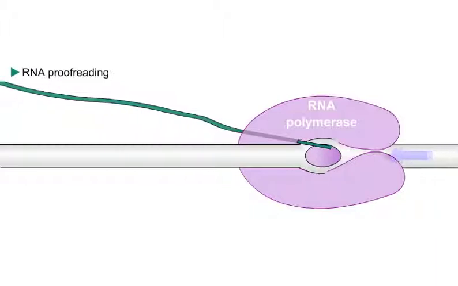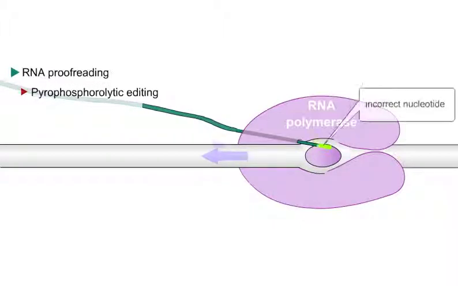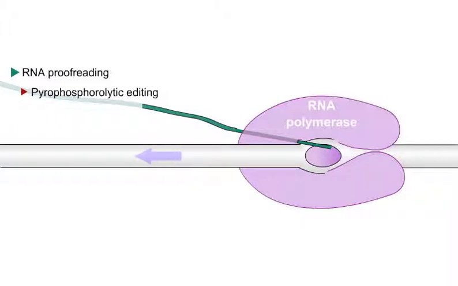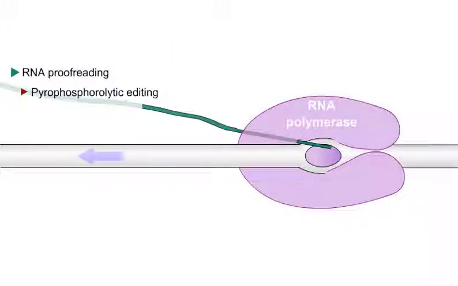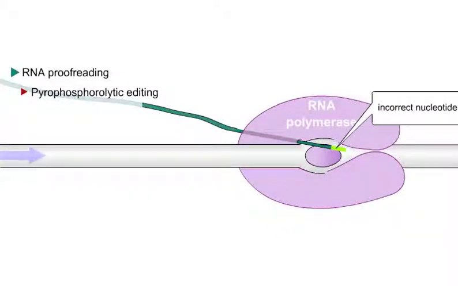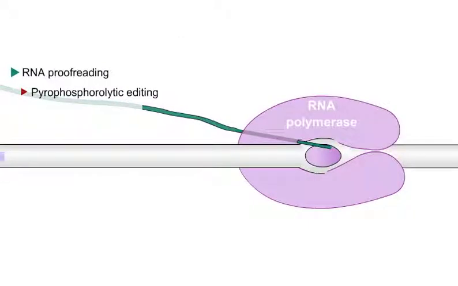RNA polymerase has 2 proofreading mechanisms. The first mechanism is called pyrophosphorolytic editing and involves a simple back reaction to catalyze the removal of an incorrectly inserted ribonucleotide. RNA polymerase slows down when an incorrect ribonucleotide is added, making removal of an incorrect base more likely than removal of a correct base.